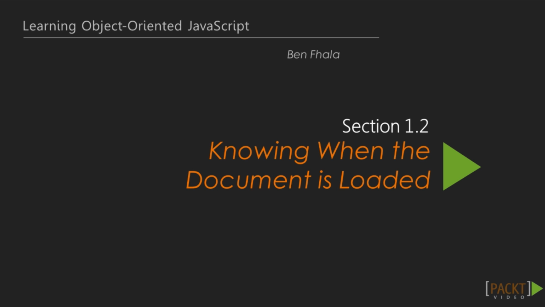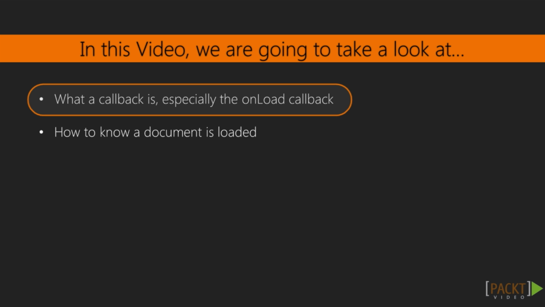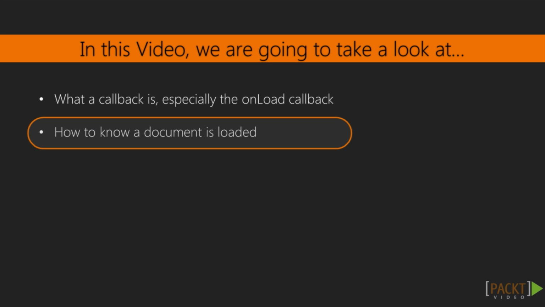Before we could really start coding in JavaScript, we have to make sure that our document is completely loaded. To do that, we're going to use the onLoad callback. And we're going to see what a callback is right now, but really we're going to dig much deeper into it when we talk about events and callbacks in a later chapter. But for now, let's see what that is and how do we actually know when our document completes loading so we can then start tweaking it. All right, let's get started.